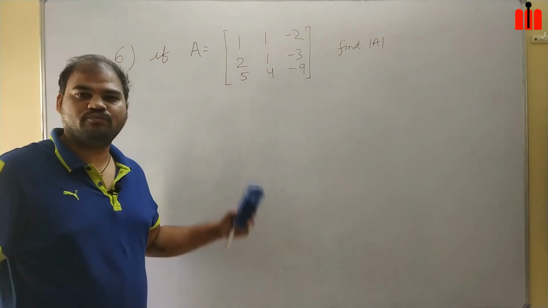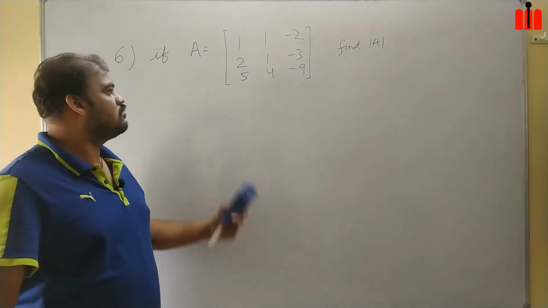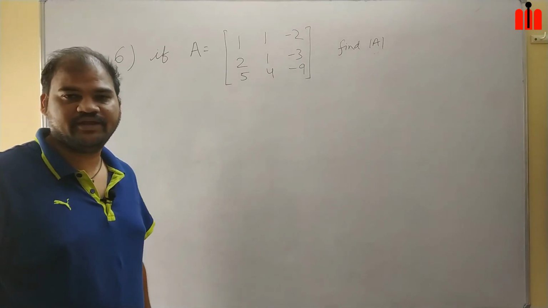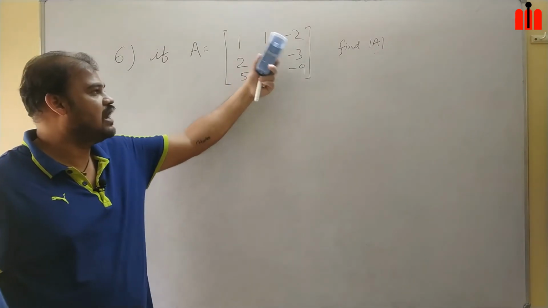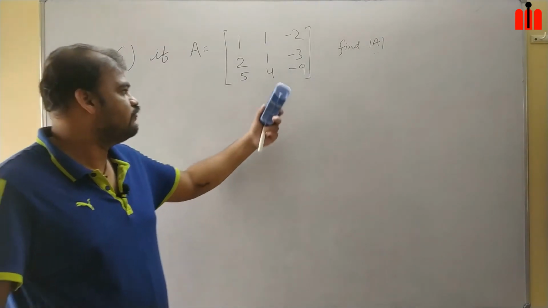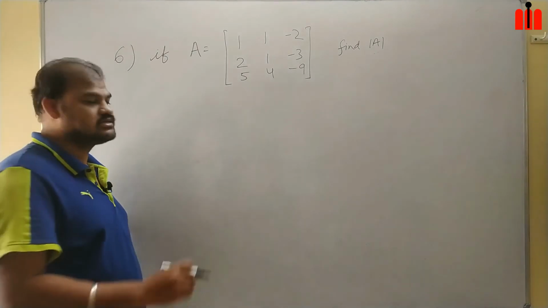Okay, let's move on to problem number 6. In this problem, we can see A is a 3 by 3 matrix, right? For this 3 by 3 matrix, we have to find the determinant. So, let's get started.